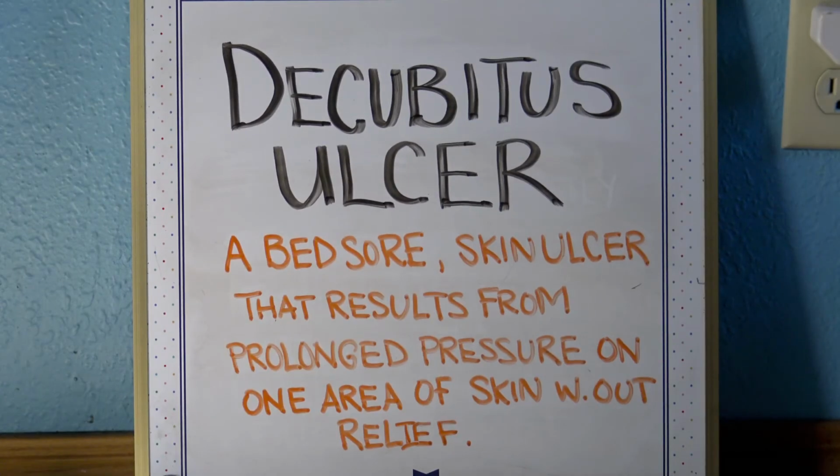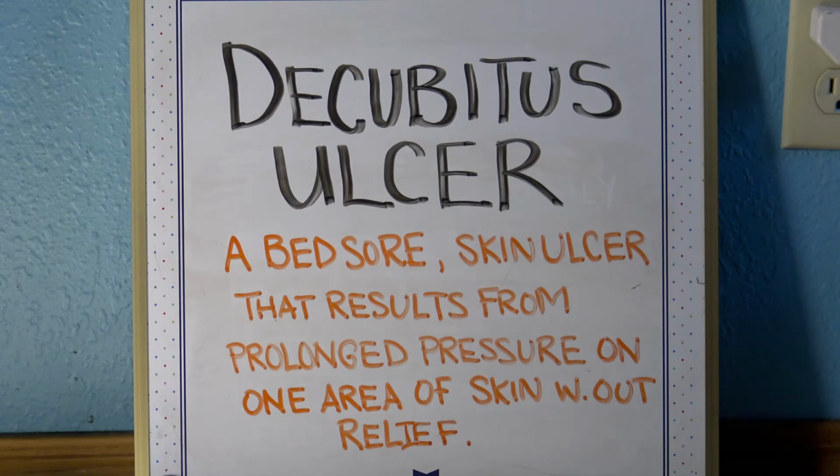Decubitus ulcer. A decubitus ulcer is a bed sore, a pressure sore skin ulcer that results from prolonged pressure on one area of the skin without relief. So it's essentially the main cause of decubitus ulcer is prolonged pressure. Lying on a certain part of your body for long periods of time causes skin to break down.